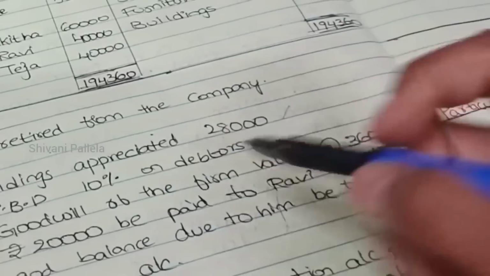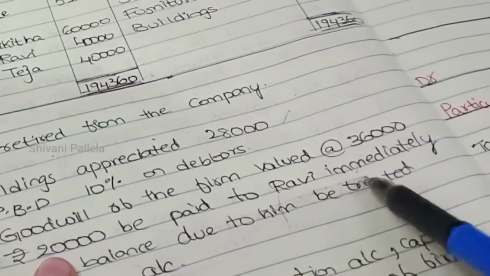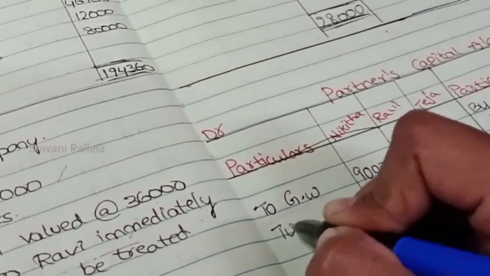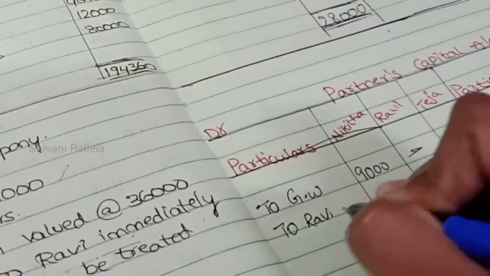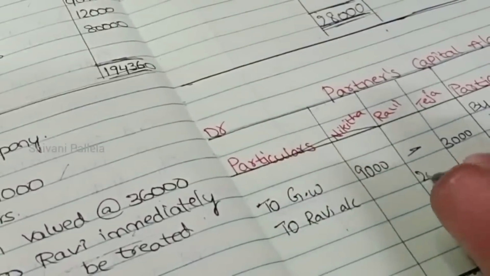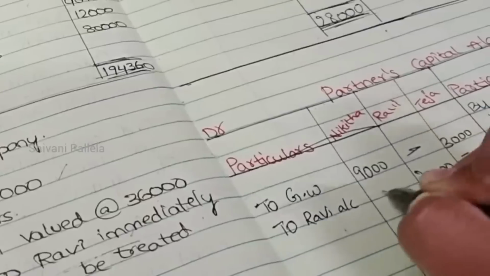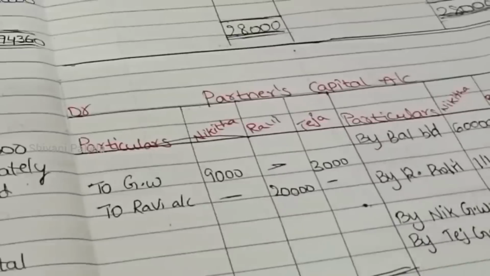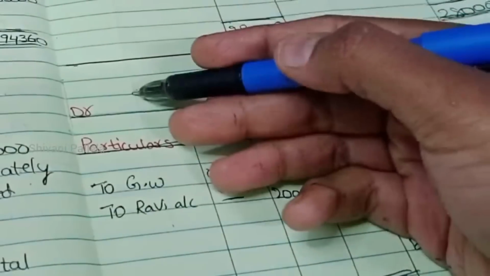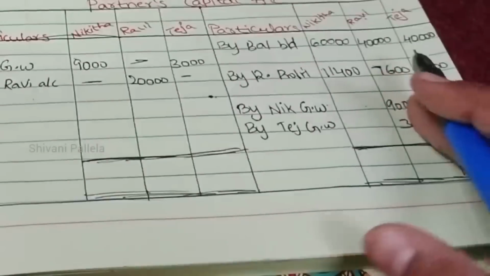Okay, next in the question, this point is also over. 20,000 is paid immediately to Ravi. How much are we paying to Ravi? 20,000 to Ravi's account. Ravi is receiving 20,000. Over, students. We are paying, Ravi is receiving. That's the debit side. Okay.